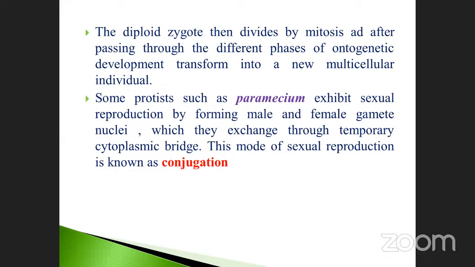The diploid zygote divides by mitosis and, after passing through the different phases of ontogenetic development, transforms into a new multicellular individual. So you know a little about what will happen after the fusion of gametes. The diploid zygote divides by mitosis and then it enters into multicellular individual producing ability. Okay, some protists such as paramecium exhibit sexual reproduction by forming male and female gamete nuclei, which they exchange through a temporary cytoplasmic bridge.